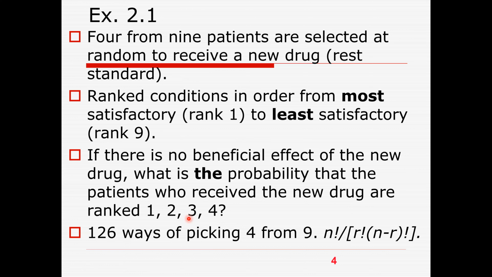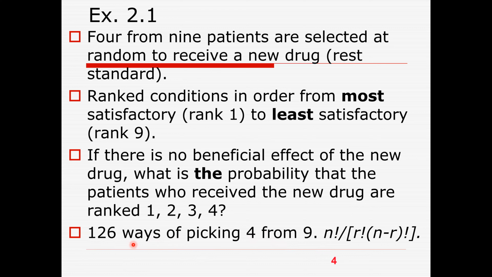Because if the 4 patients using the new drug are ranked like this, we may think that the new drug has a better effect than the standard one. Why? Because if the 2 drugs have similar effects, then there are 126 ways of picking 4 from 9 in the ranking, and each of them has an equal probability.